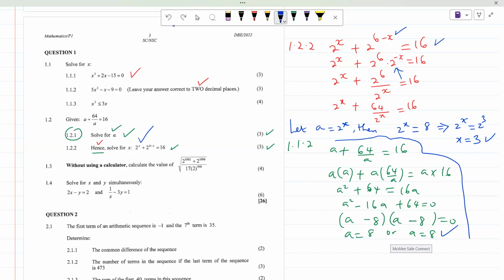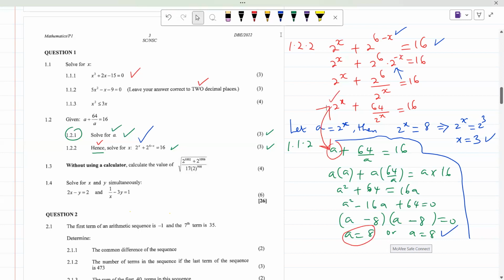Right, when 2 to the power x is equal to 8. Why is 2 to the power x equal to 8? Because we got earlier that a is equal to 8. But we can see that this equation is exactly the same as the one we solved in 1.1.2, a plus 64 over a equals 16. It's exactly the same as the one we got. But now it's just that a has been replaced by 2 to the power x. Wherever there is a, there is what? There's 2 to the power x. Right, you agree?